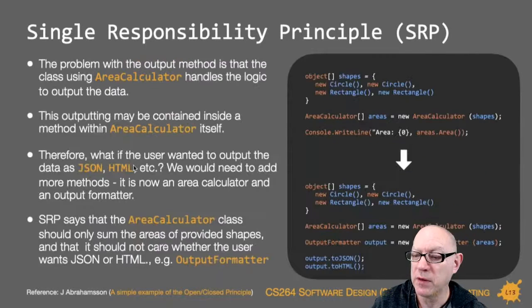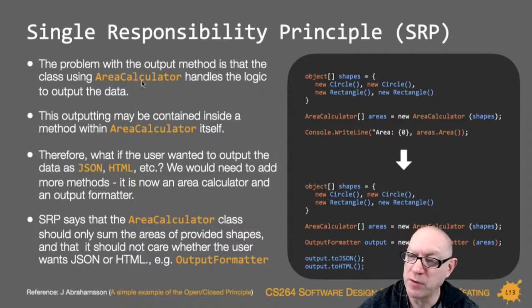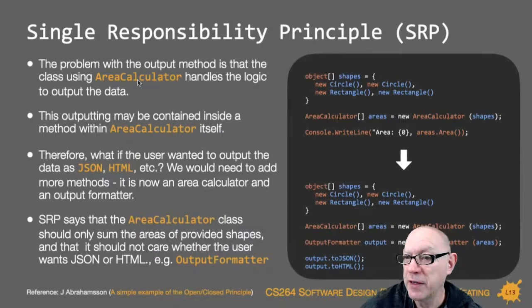Well, the problem here is that the area calculator class handles the logic to output the data. Okay, so we can see here. You may or may not have thought about that. You may have done. But if you want to chip in at any point when I ask a question, what's wrong with the design, please do in the chat. So the problem here is that the output method that the class is using handles the logic to output the data.